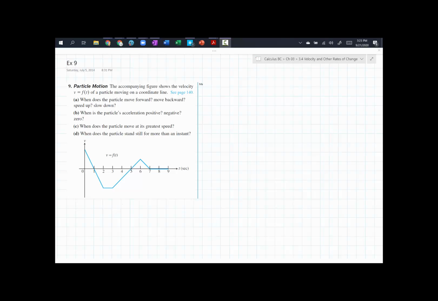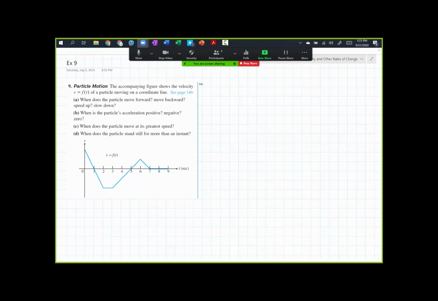Am I sharing my screen? I think I forgot to share my screen. Forgot to share the screen. Okay, so here we go. Sharing the screen now. All right.